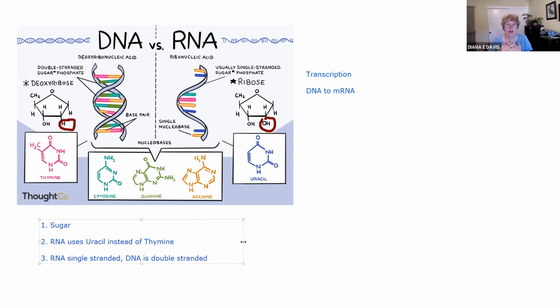Now, a lot of these differences, specifically the use of uracil and the fact that RNA is single-stranded, mean that RNA breaks down faster than DNA. DNA is a more stable, longer-lived molecule. That's why we use it for information storage, because RNA information would break down too fast.